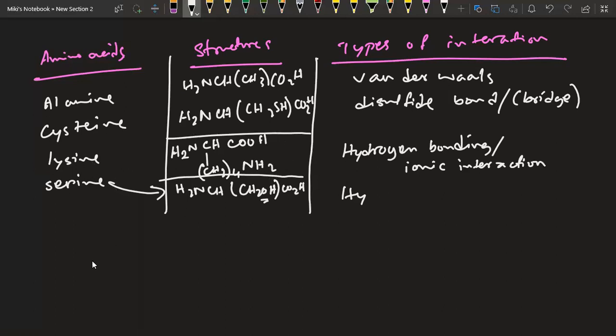Since there is an NH2 group, there's this NH group and there's another NH group. So these can have hydrogen bonding between them. That's also possible. Ionic interaction is also mentioned. So either one you write is completely fine. They're not going to cut your marks. Whichever you want, you can write it.